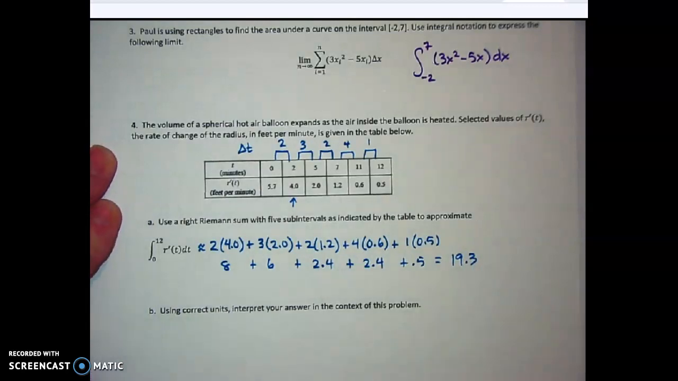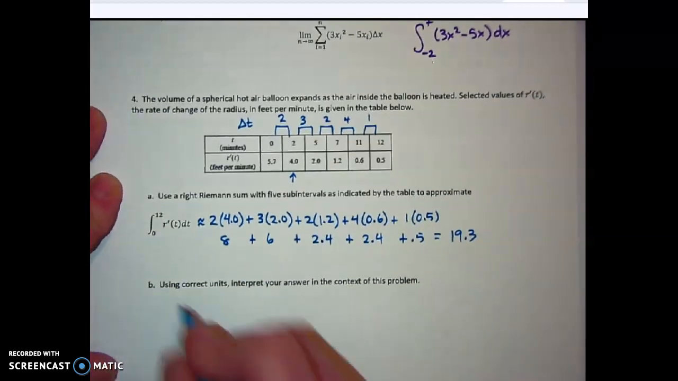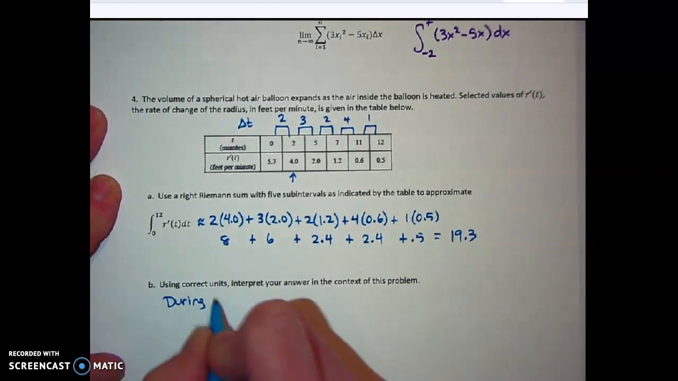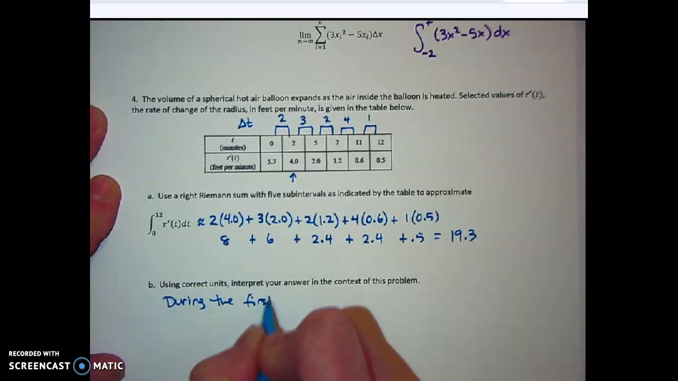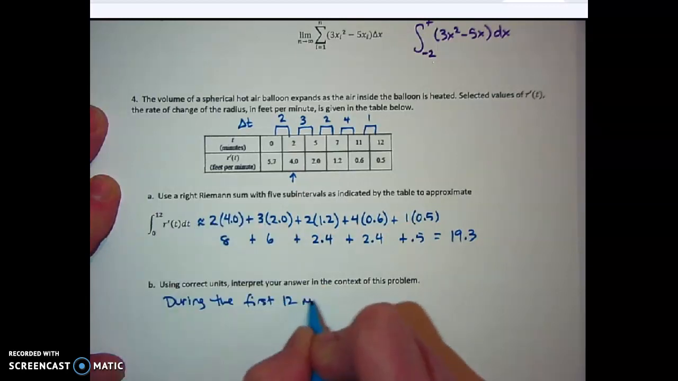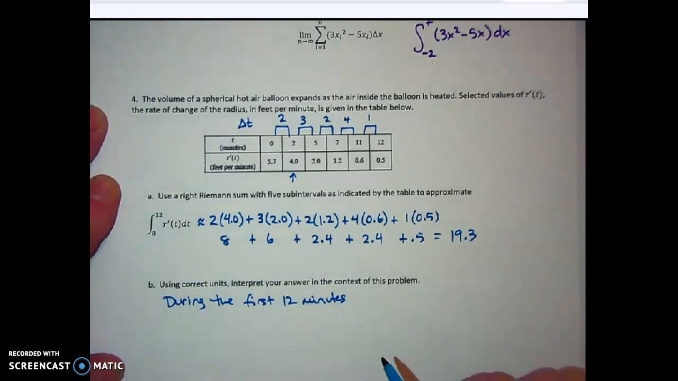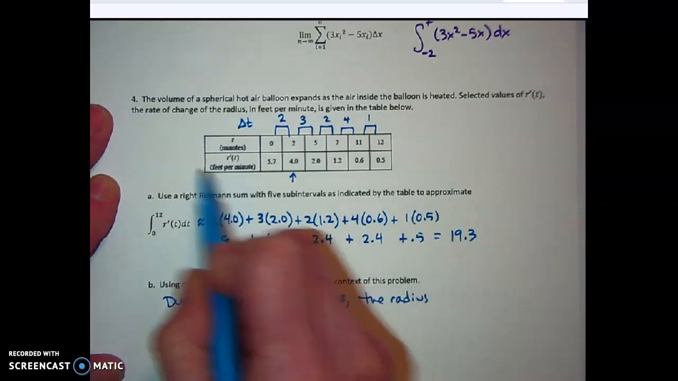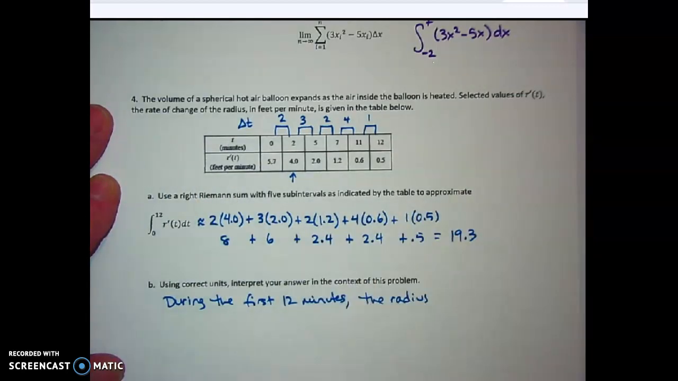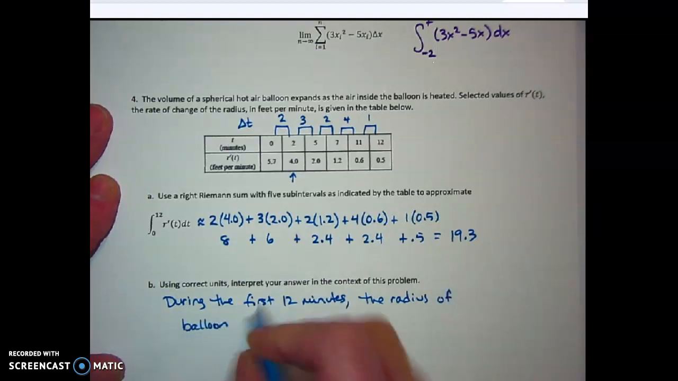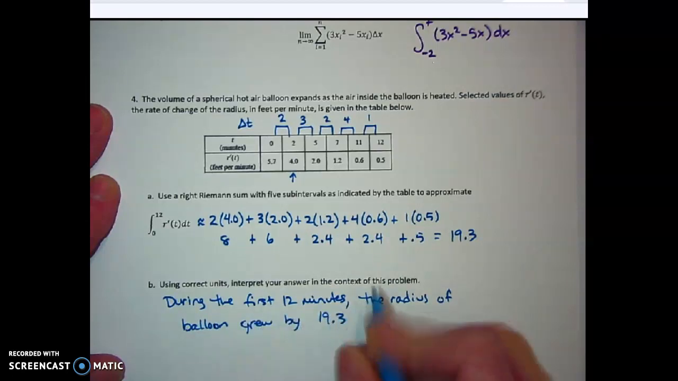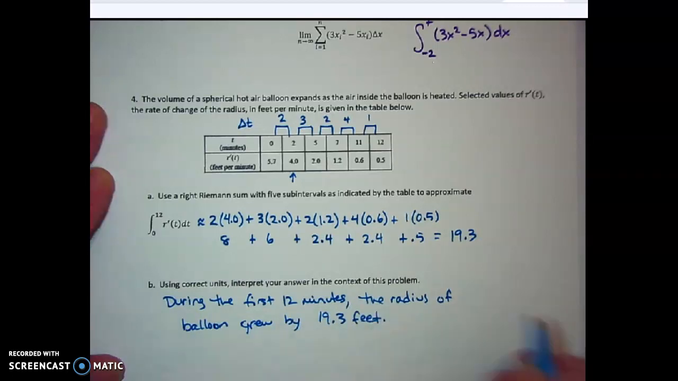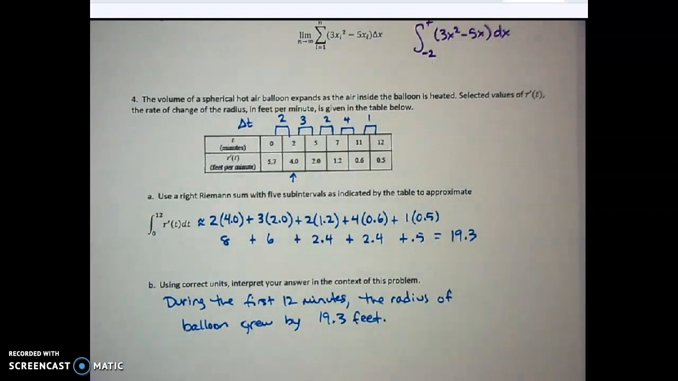Using correct units, interpret this in the context of the problem. So this is during the first 12 minutes, because we're going from 0 to 12. The radius of the balloon, because that's what we're finding again, right? The r prime of t is in feet per minute. The radius of the balloon grew by 19.3 feet. If you have any questions, I look forward to seeing you in class.